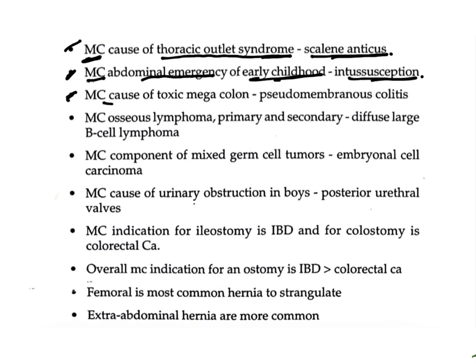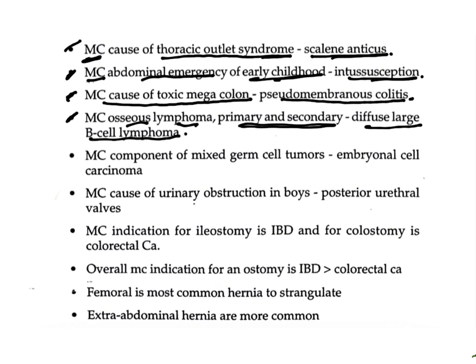Most common cause of toxic megacolon is pseudomembranous colitis. Now, the most common osseous lymphoma, primary and secondary, is diffuse large B cell lymphoma. Now, the most common component of the mixed germ cell tumor is embryonal cell carcinoma.